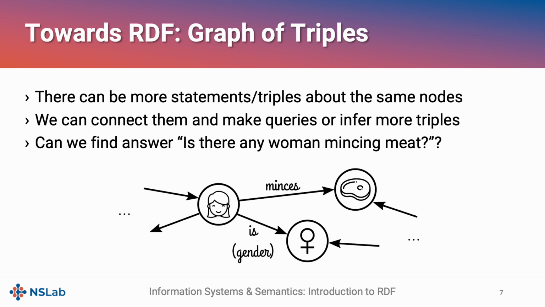If we have statements as graphs, we can then connect them together via the nodes. For instance, if we connect it with the statement that Eve is a woman, we can then use the graph to search for information. For example, asking if there is any woman mincing meat, how many such women are there, etc.